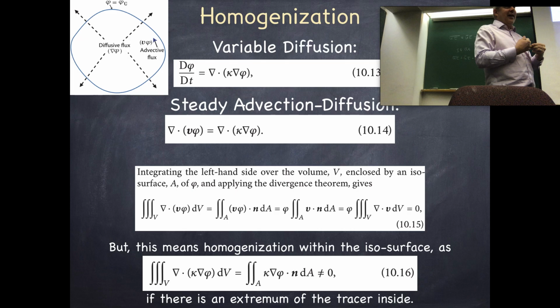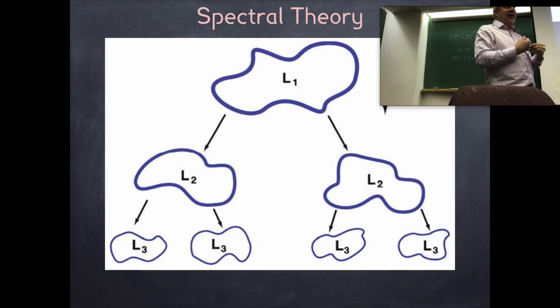In the few places in the world where this is a decent approximation, it works really well. There are a couple of water masses that do look like they have closed streamlines, and there are no tracer anomalies inside. Okay. All right, but let's move on to the spectral theory.